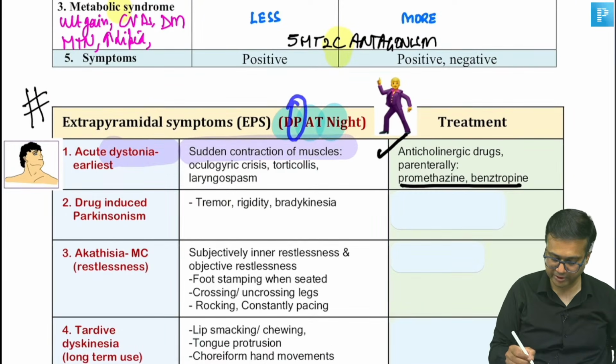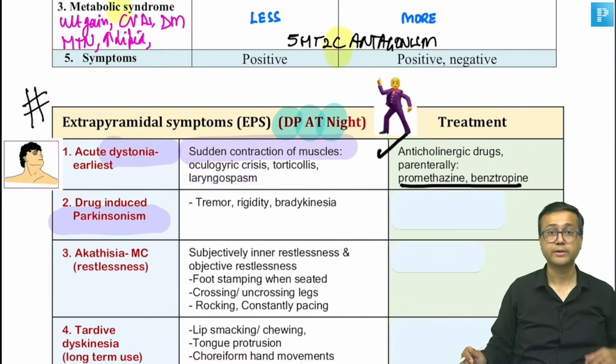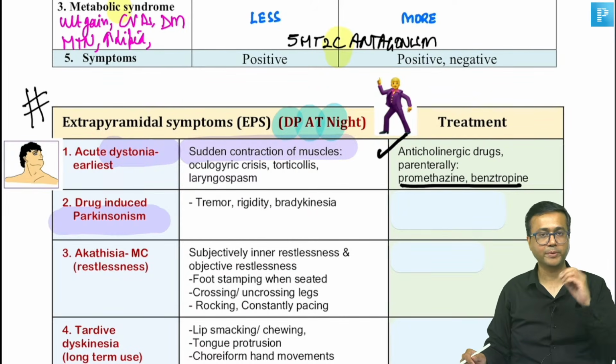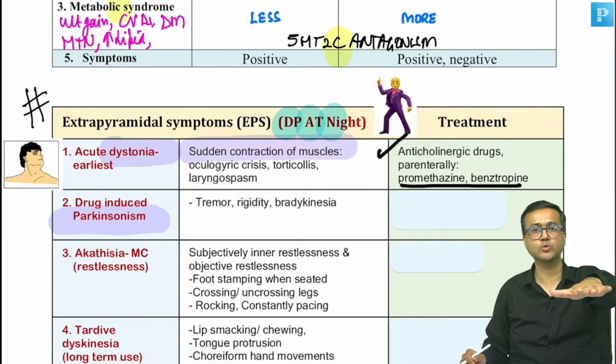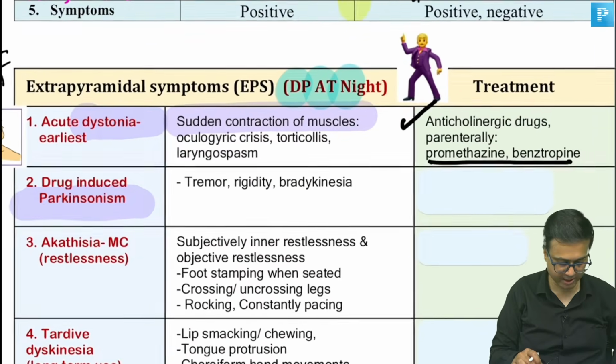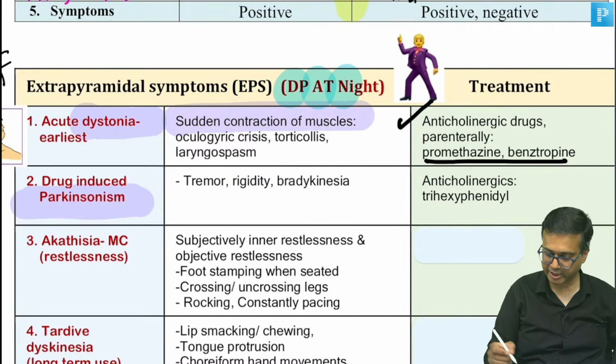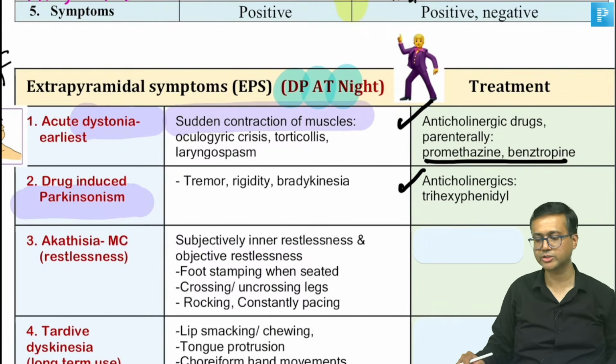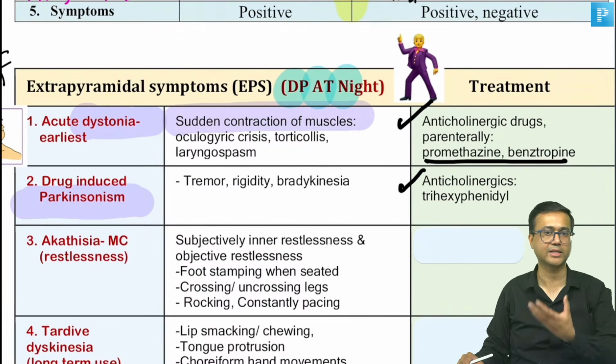Beta, what is P? P, remember, is Parkinsonism, drug induced Parkinsonism. So a patient on antipsychotic comes to us like this: I am having tremors, there is rigidity, there is bradykinesia. Again beta, what is the treatment? Very good beta. Treatment is, again, we will give anticholinergic drugs, even oral drugs like trihexyphenidyl can be given.